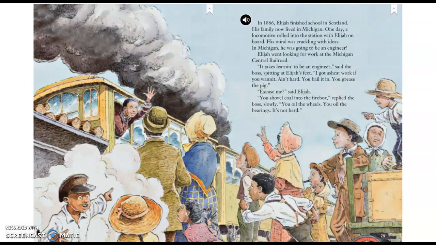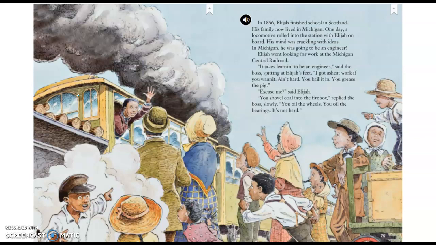"It takes learning to be an engineer," said the boss, spitting at Elijah's feet. "I got ash cat work if you want it. Ain't hard. You bail it in. You grease the pig." "Excuse me?" said Elijah. "You shovel coal into the firebox," replied the boss slowly. "You oil the wheels, you oil the bearings. It's not hard."